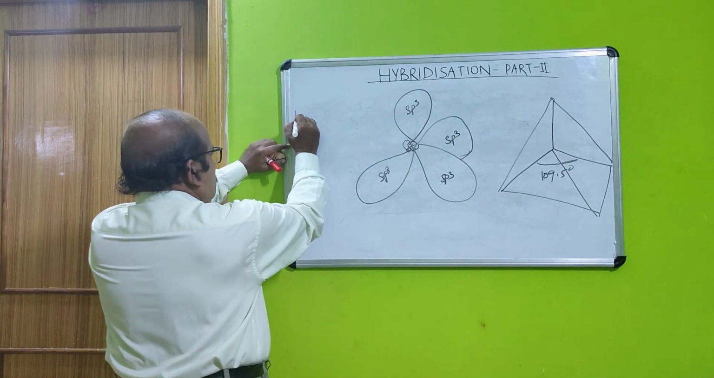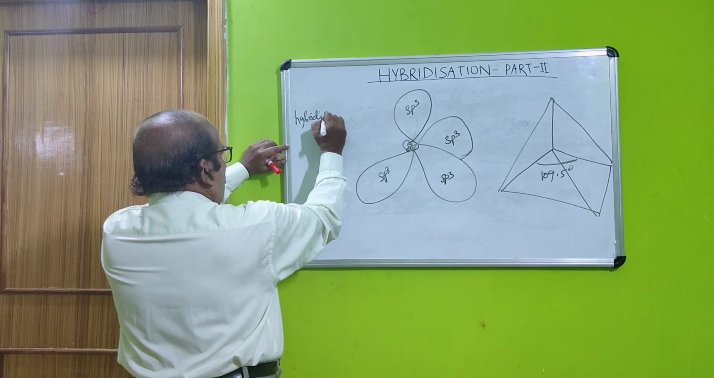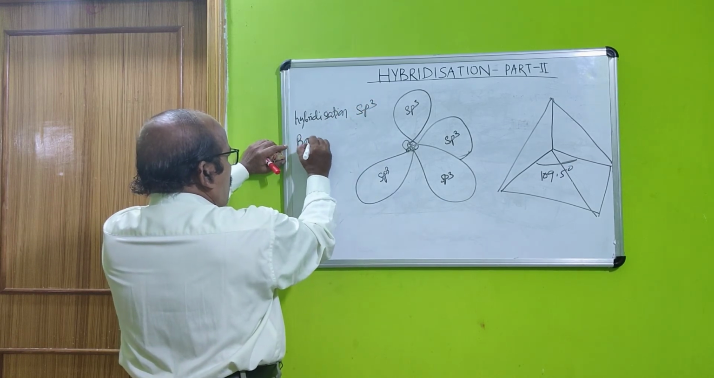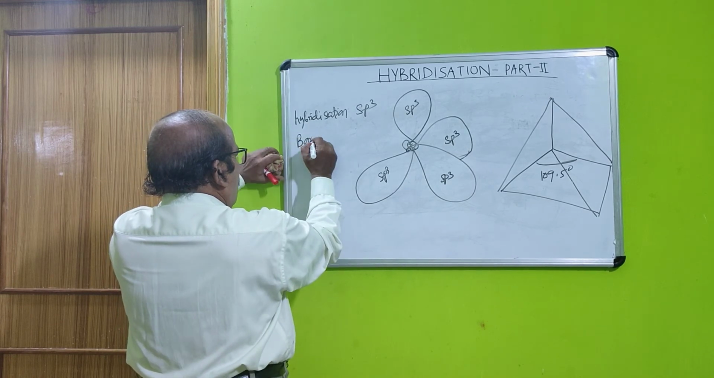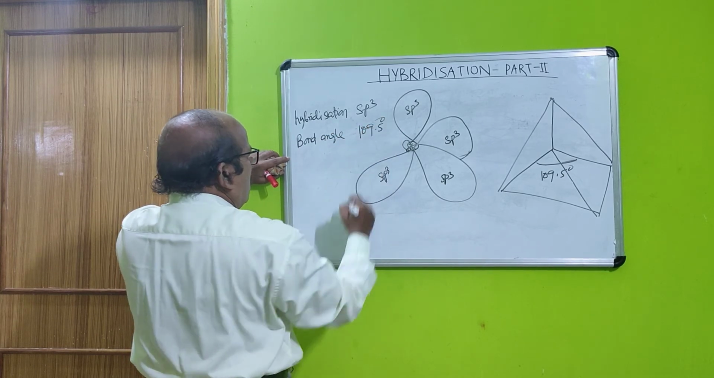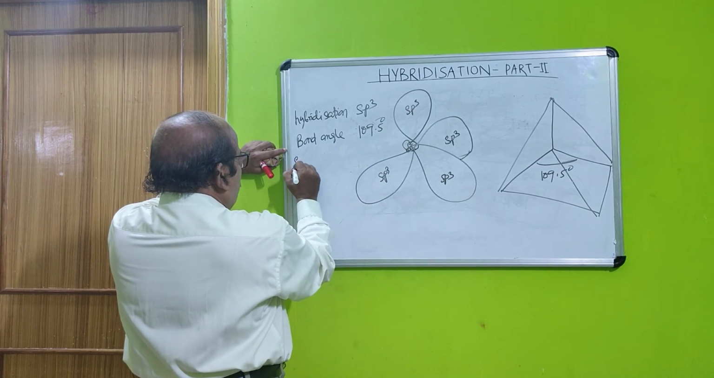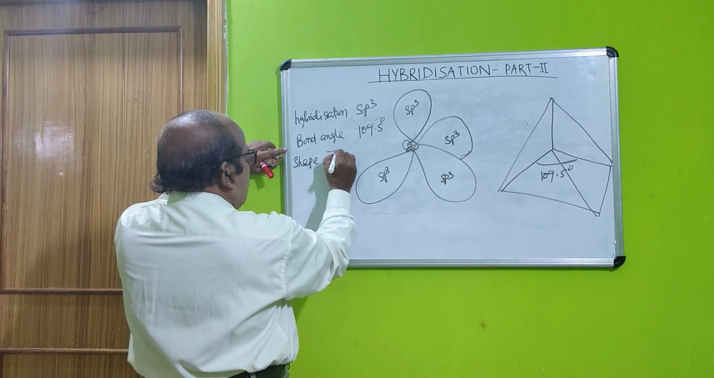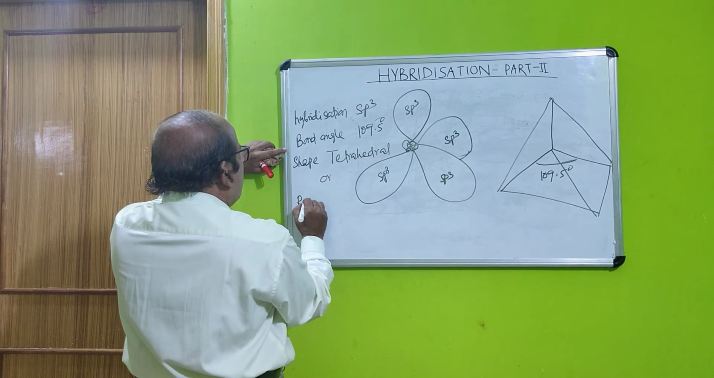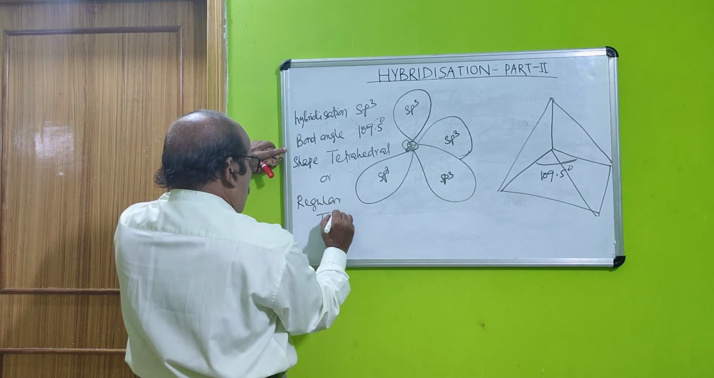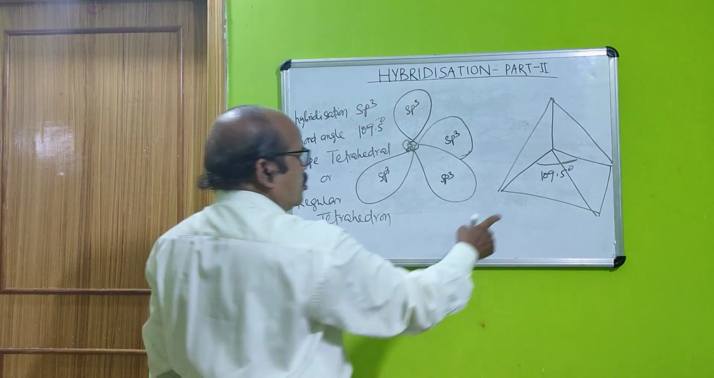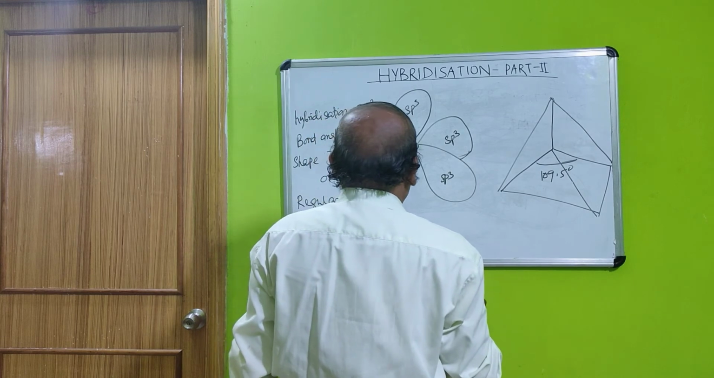So for hybridization sp3, bond angle is 109.5 degree or 109.28 degree. Shape is tetrahedral or regular tetrahedron. This is the line structure. This is the orbital structure of sp3.